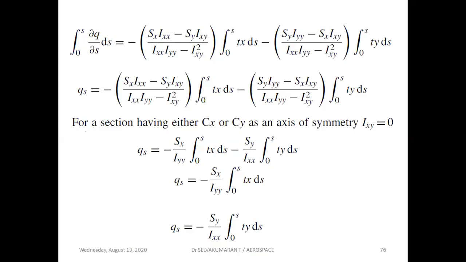Suppose for any symmetric section, whether singly symmetric or doubly symmetric, both Sy and Sx values are given. Then you have to take both values for solving the shear flow values and for drawing the shear flow distribution diagrams, etc.